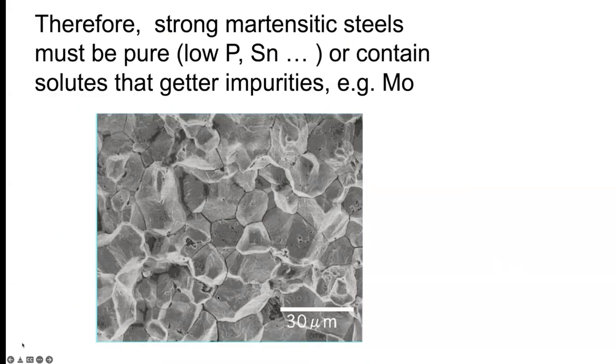So this is a scanning electron micrograph showing you the austenite grains simply coming apart at the prior austenite grain boundaries. This is a phenomenon known as temper embrittlement, where phosphorus goes to the boundaries and embrittles it. And one way of controlling this is to add a small quantity of molybdenum. The very rough idea of how molybdenum prevents the phosphorus is that it getters the phosphorus, it stops it from going to the boundaries.